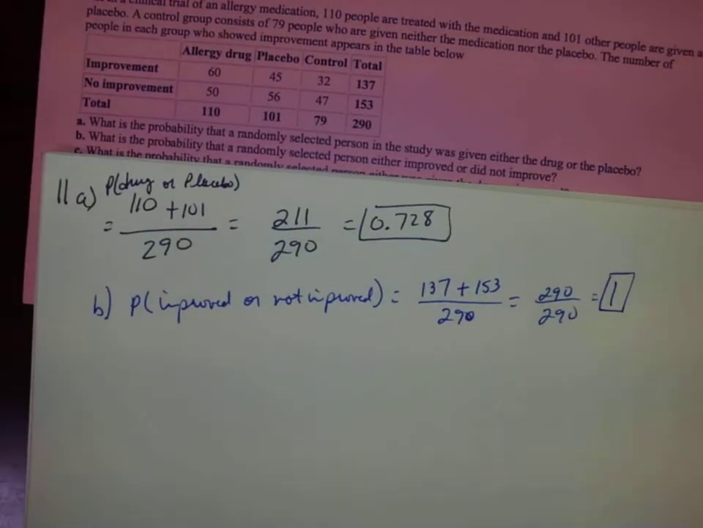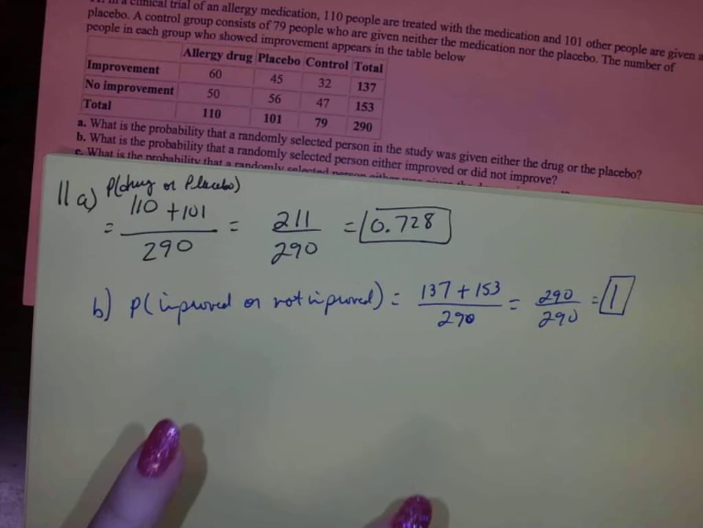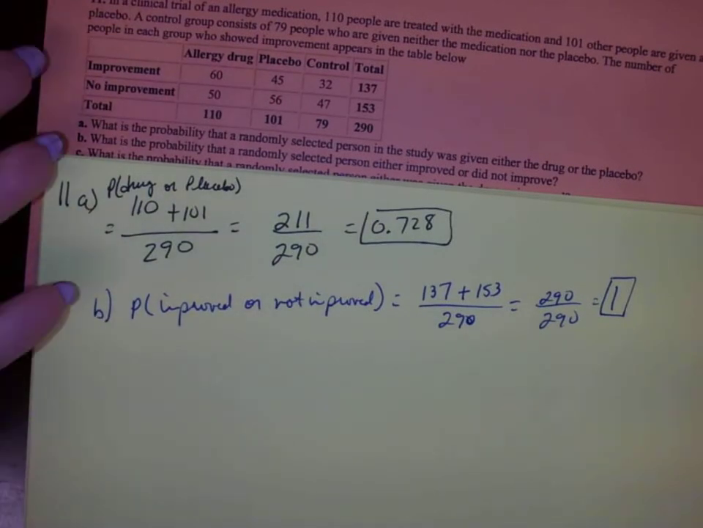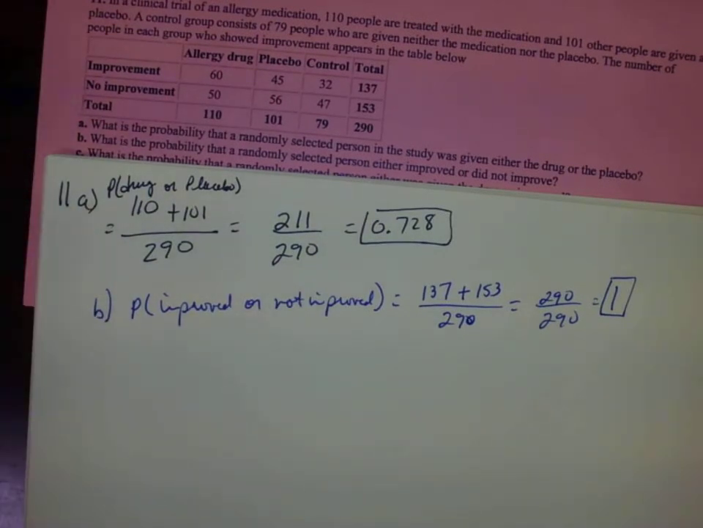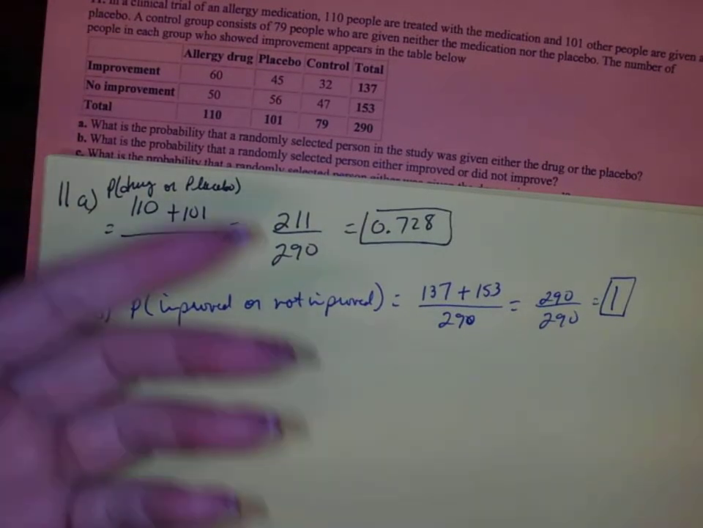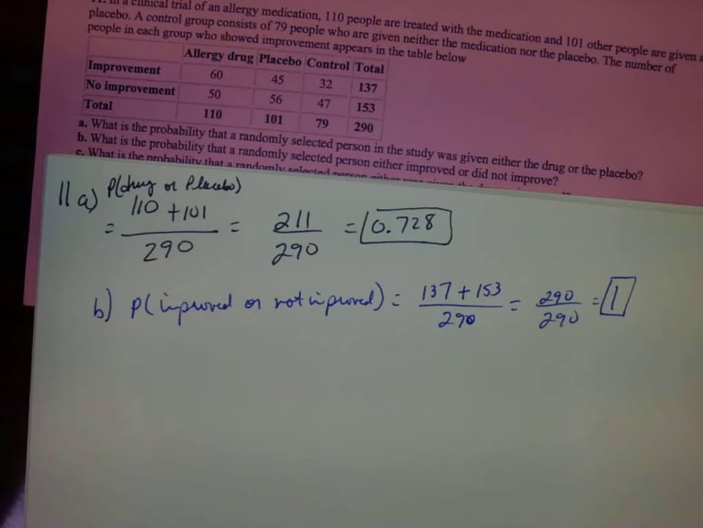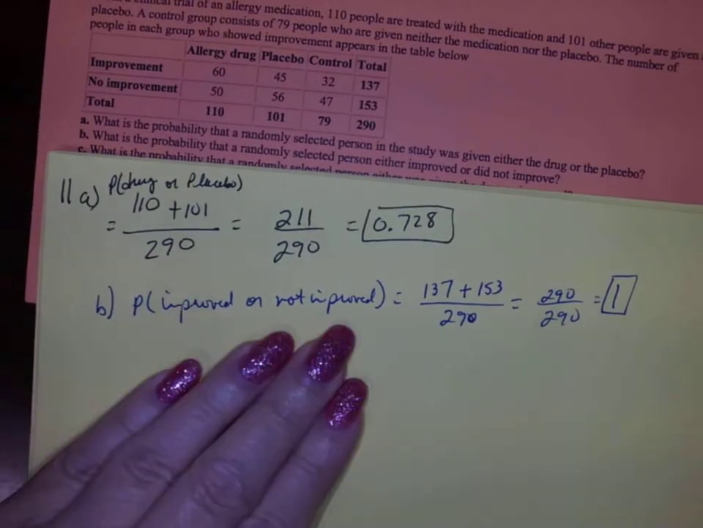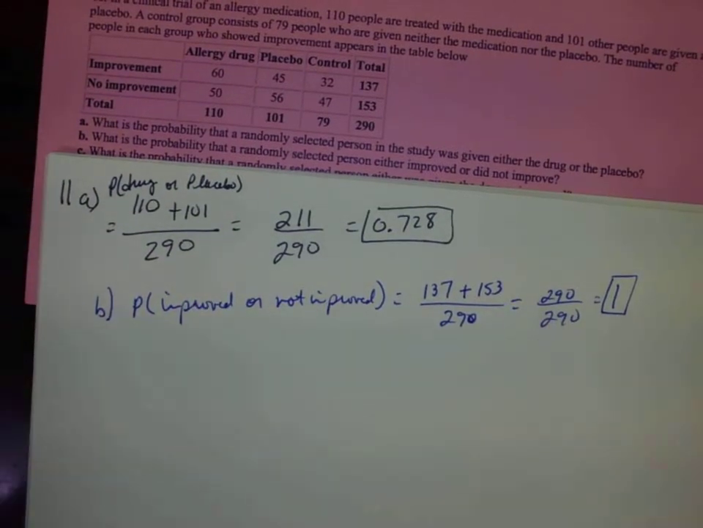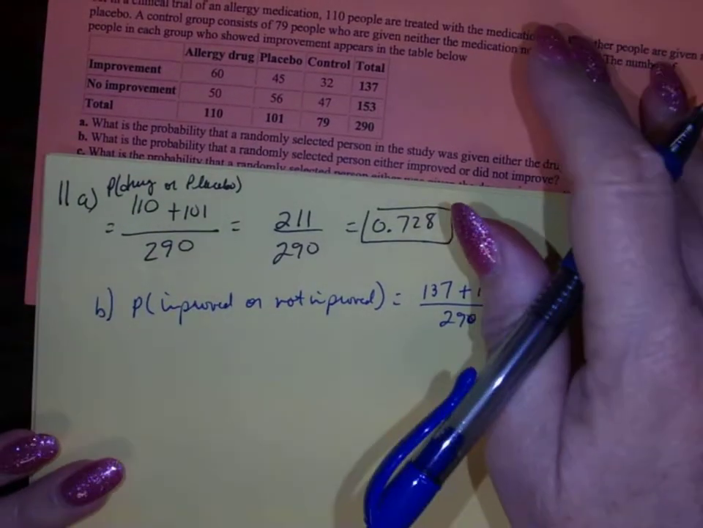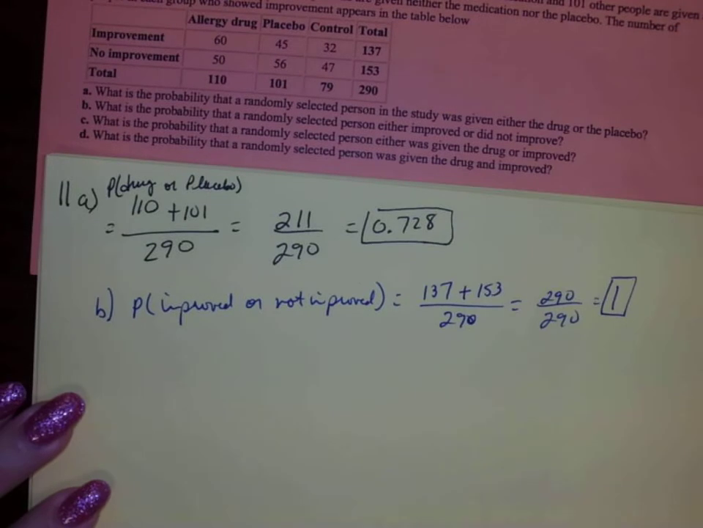Does that make sense to you? Well, if we're looking at the whole purpose of this experiment, this clinical trial, is to see who improves and doesn't improve. So everybody has to either improve or not improve. And that's why it's going to be a 1, because everybody is going to be in that case.